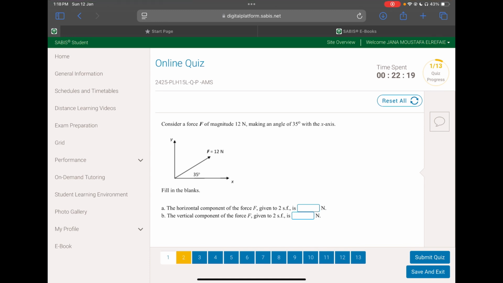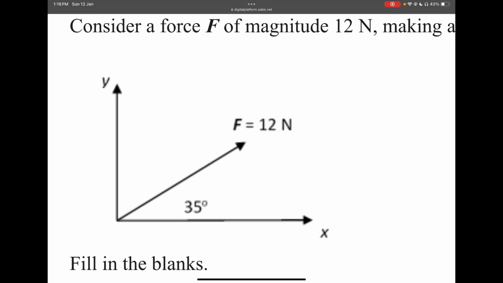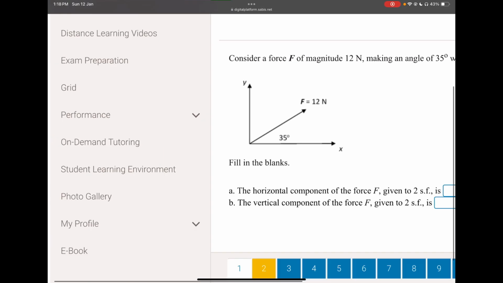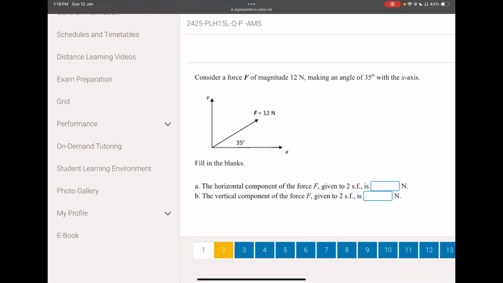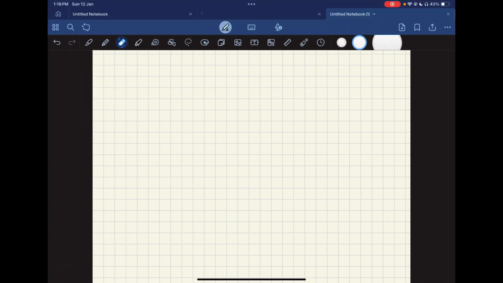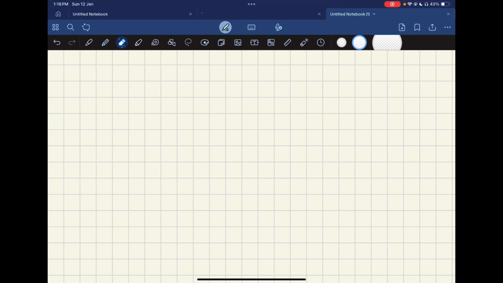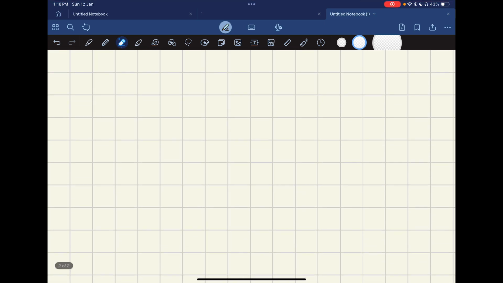Okay, in this question, consider a force of magnitude 12N making an angle of 35 degrees with the x-axis. So they're giving you this, they're saying that the force is 12 and the angle is 35 degrees. Here they want the horizontal component and the vertical component to two significant figures. What is a horizontal component and a vertical component? A horizontal component, this is the formula.